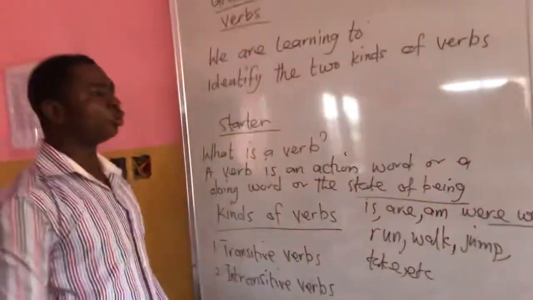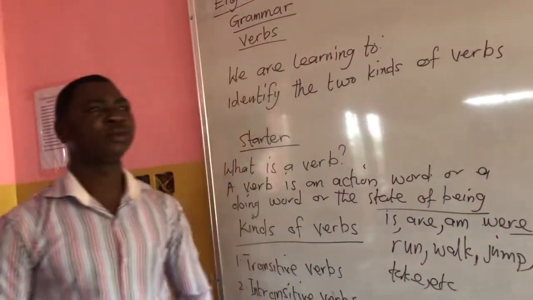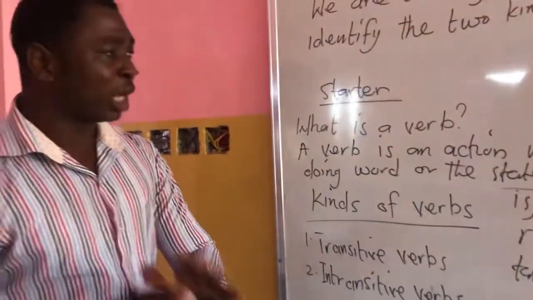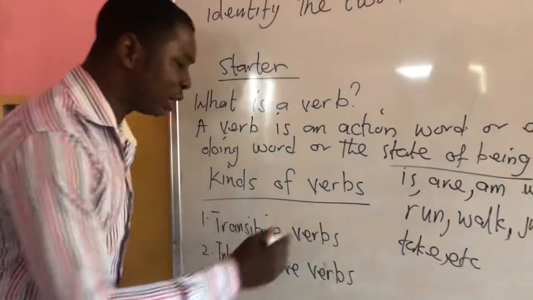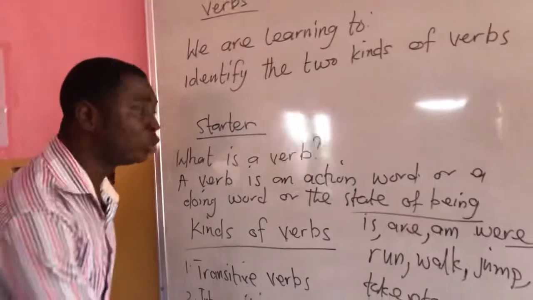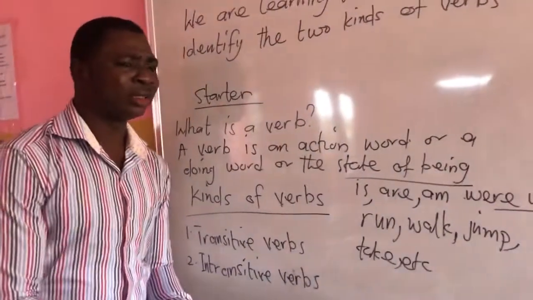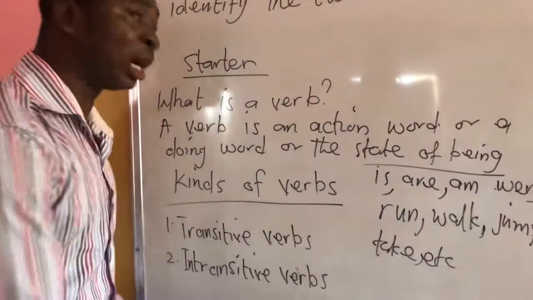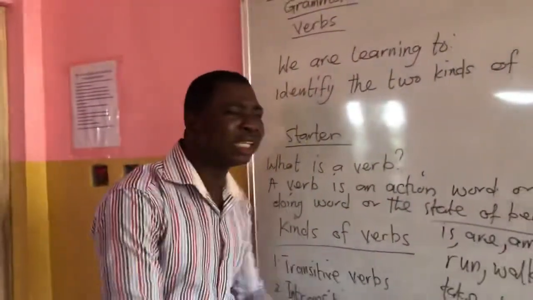Okay? So today we want to talk about the kinds of verbs we have. The two kinds of main verbs we have are transitive verbs and intransitive verbs. When can a verb become transitive and when will a verb become intransitive? A verb can be transitive and can also be intransitive.